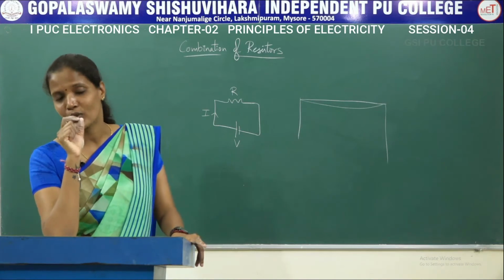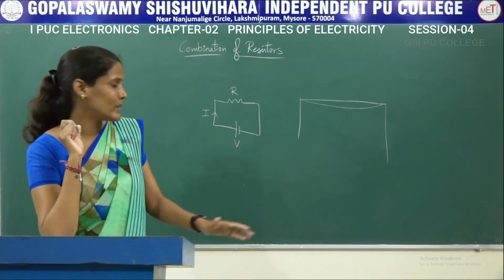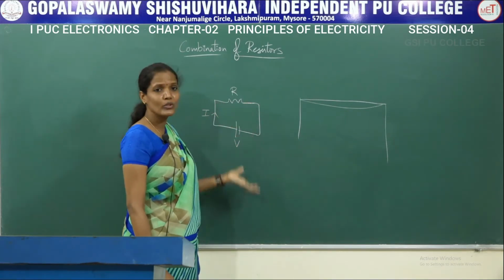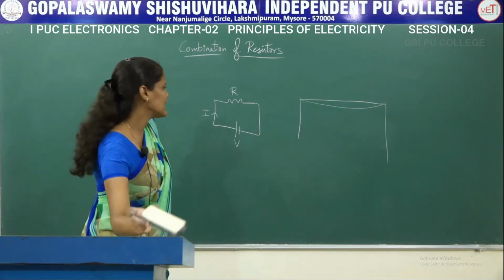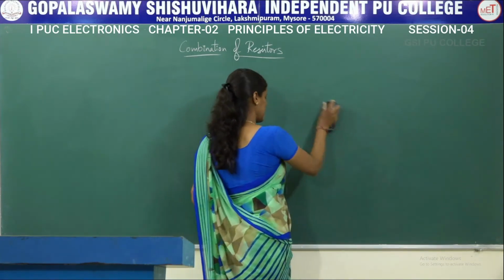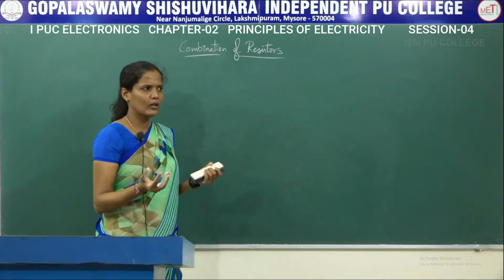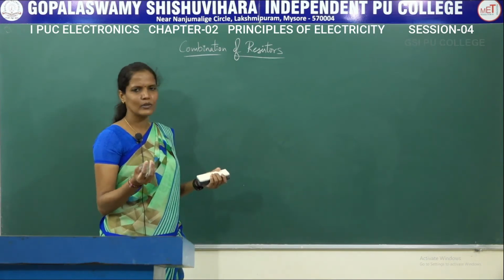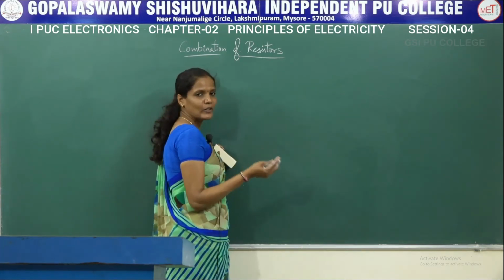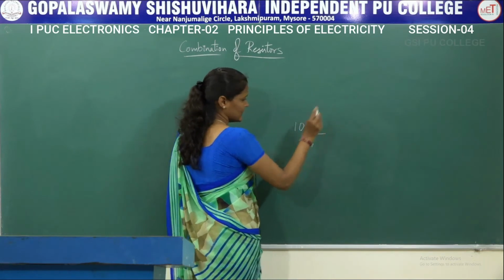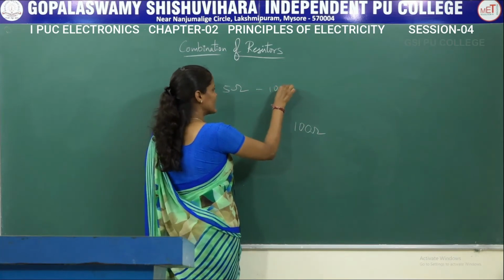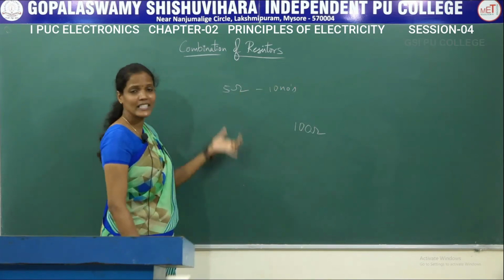So whenever I want to calculate the current flowing through a particular resistor or the voltage applied across that resistor, I have to know the value of R. In the market, we will not always find a large value of resistors. Say for example, suppose I have 10 resistors of 5 ohms. But I want a resistor whose value is equal to 100 ohms. I am having 5 ohm resistors, 10 in number, but I want 100 ohms. I only have 5 ohms.